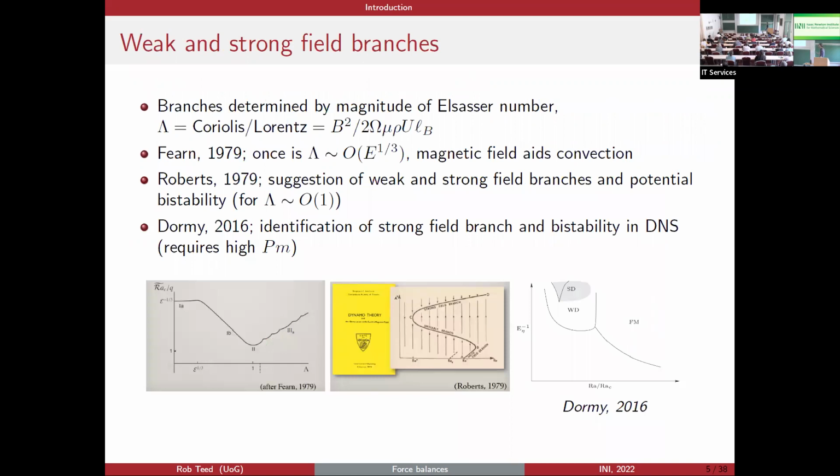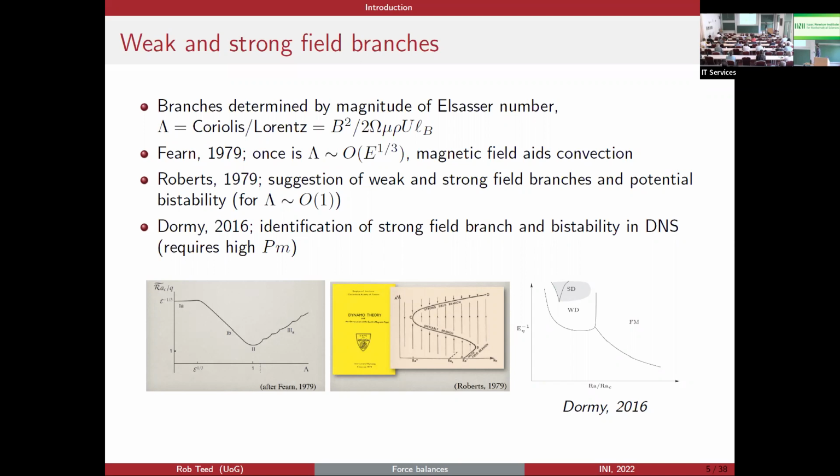And we've seen some of these plots before as well. There's this idea of the weak and strong branches. This comes from work back in the 70s, in particular from David Fearn and Paul Roberts. The idea is that at the onset of convection, if your Elsasser number gets large enough, it can actually aid the convection. That's what this plot shows. As you increase the Elsasser number, the onset of convection will reduce. The Rayleigh number that you need to get convection going will be reduced.